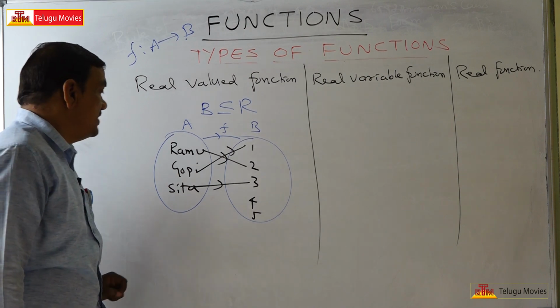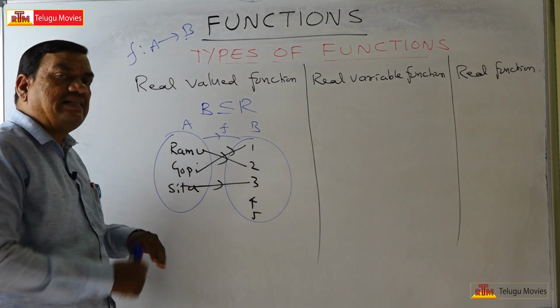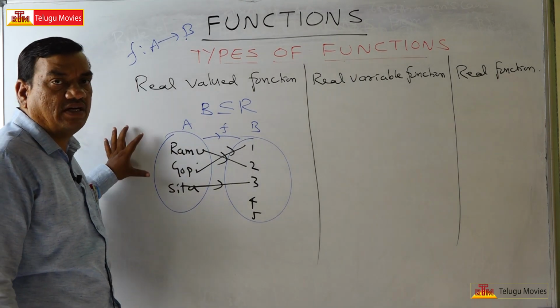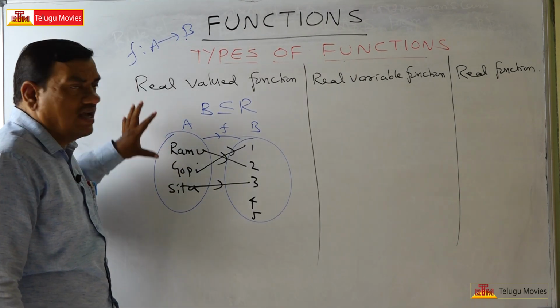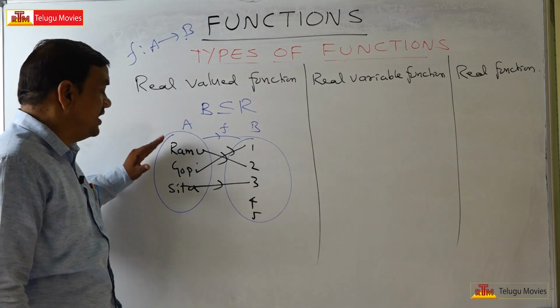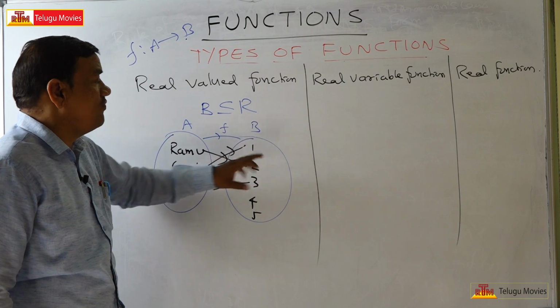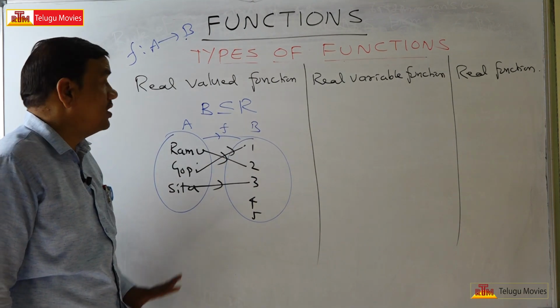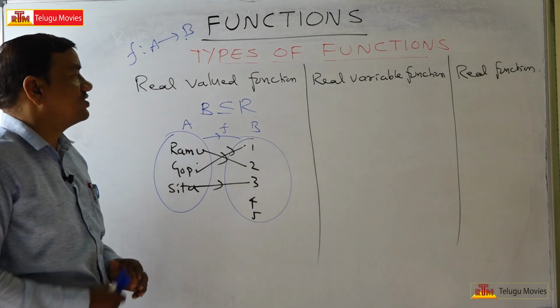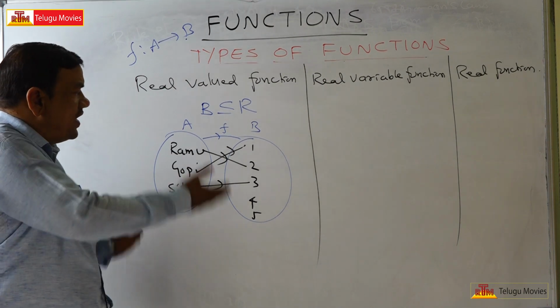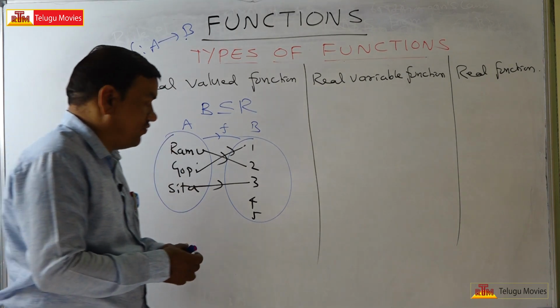Understand? That means the set contains anything, whatever may be the names of persons, maybe numbers, whatever that may be. If the set A contains any elements, but the set B should be a subset of R, then this type of function is called a real valued function. Okay, now quite the opposite, a real variable function.